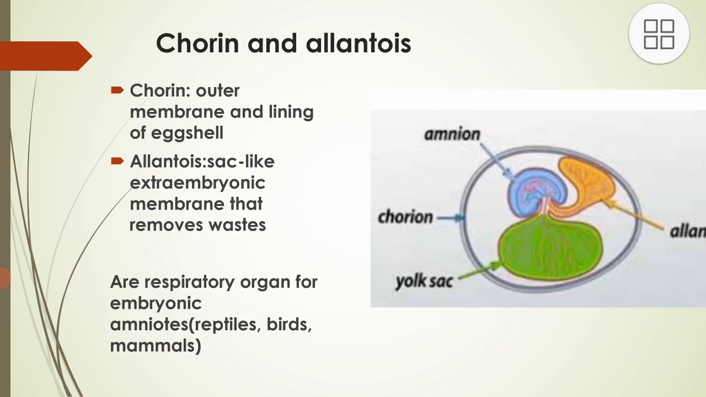Chorion and allantois. Chorion is the outer membrane and lining of the egg cell. You can see I have shown here the chorion, the outer membrane, and allantois, which is an extra-embryonic membrane that removes waste. They are the respiratory organs of embryonic amniotes. Amniotes are animals which have an amnion in their embryonic stage. Reptiles, birds, and mammals fall in amniotes. They have chorion and allantois. When they are in the embryonic stage, they breathe through chorion and allantois.